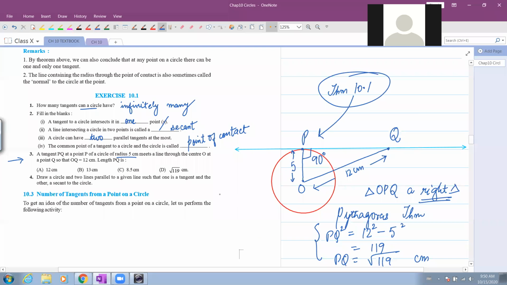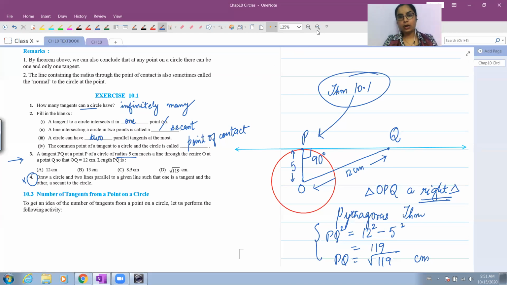No, ma'am. All right. Question number 4, we are just leaving it for the time being. Draw a circle and 2 lines parallel to a given line such that one is a tangent and the other one is a secant. This is to be done with construction. You have to write down the whole theorem. You have to write down the statement that the tangent is perpendicular to the radius at point of contact. That's why angle OPQ is 90 degree.